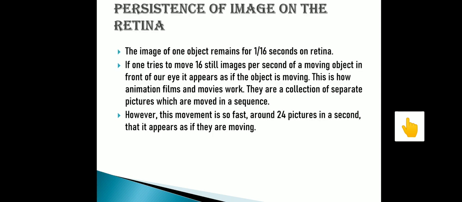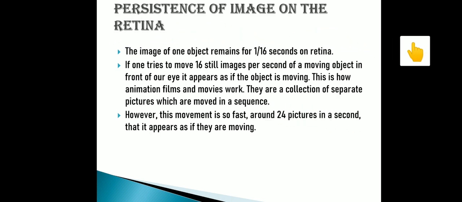Fine. So this is all about the structure of the eye. Okay, now one thing is there: one image is forming in our eye, so why are we able to see the movement of things? Just remember, the image of one object remains for 1/16 seconds on the retina. So if you show 16 still images in 1 second, the image will appear to be moving to you.